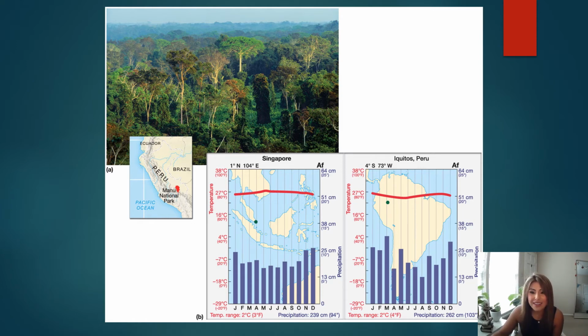Then along the sides, you have your temperature on this side, so you have either Fahrenheit or Celsius. And then you have your precipitation on this side here in centimeters or inches, okay? So for the month of January, the line up here, the line graph portion of the climate graph, is going to be your temperature, all right? And the bars of this graph are going to be your amount of precipitation.